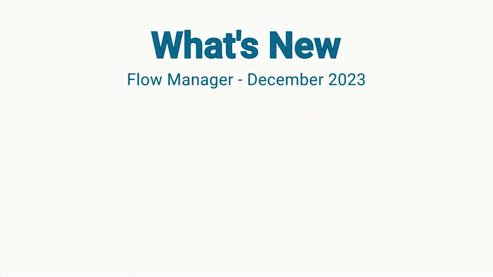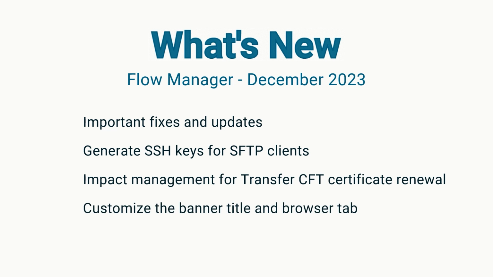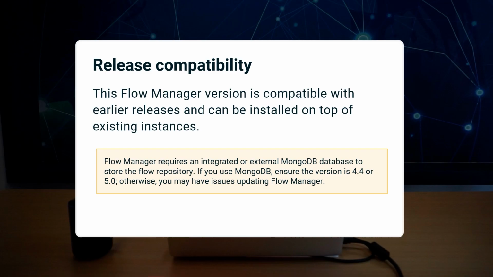Let's dive into what's new in this release. This version is compatible with earlier releases and can be installed on top of existing Flow Manager instances. Note that Flow Manager requires a database to store the Flow repository. If you are using MongoDB, check that the version is 4.4 or 5.0, especially before performing an update.